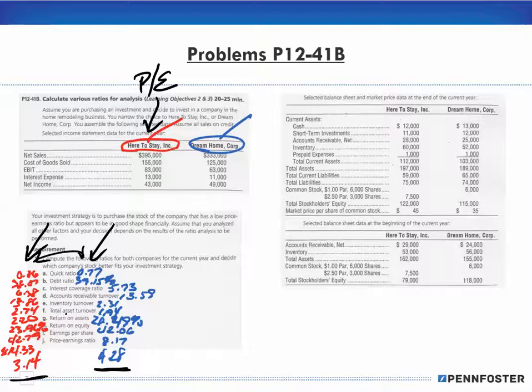The total asset turnover, they're turning those over. The return on assets is a little bit better. The return on equity is not as good. Okay, all right. I'm sorry, the return on, I've got to get these right. Yeah, the return on assets is not as good. Okay, Dream Home is a little bit better in the return on assets.